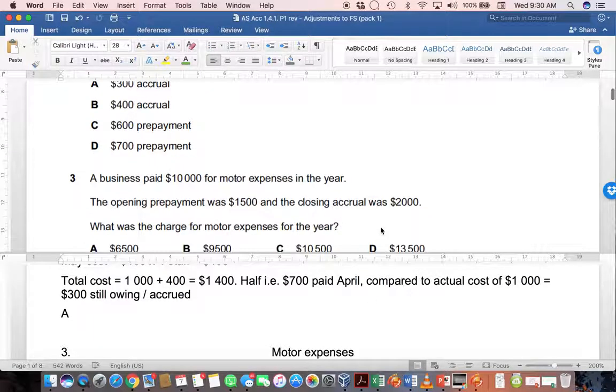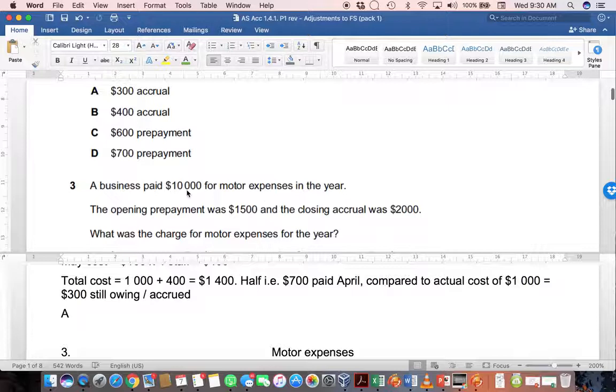Number 3. A business paid $10,000 for motor expenses in the year. The opening prepayment, in other words, paid in advance last year for this year, was $1,500, and the closing accrual was $2,000. What was the charge for motor expenses for the year?